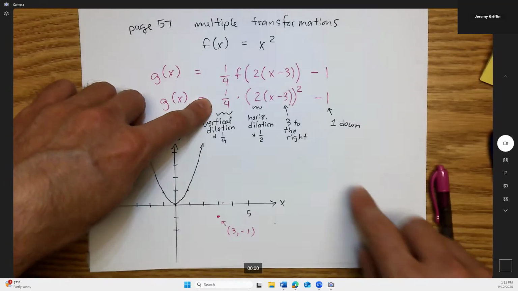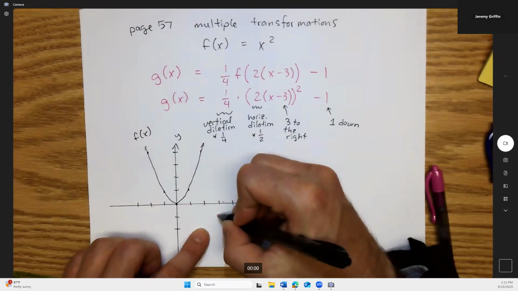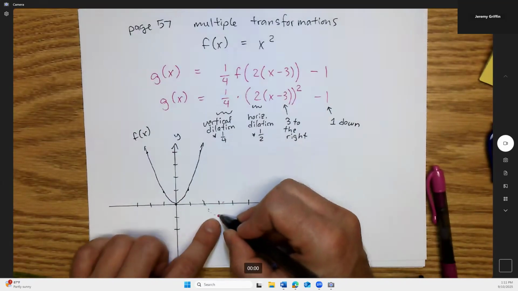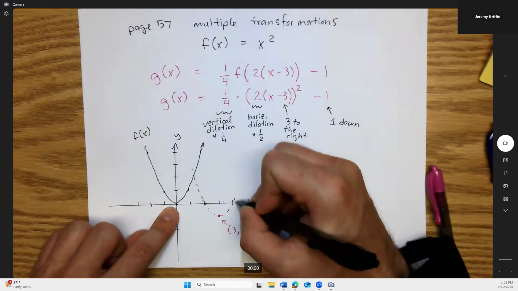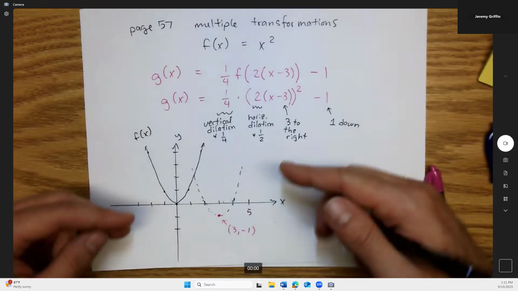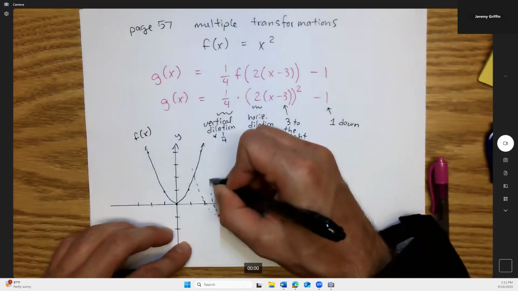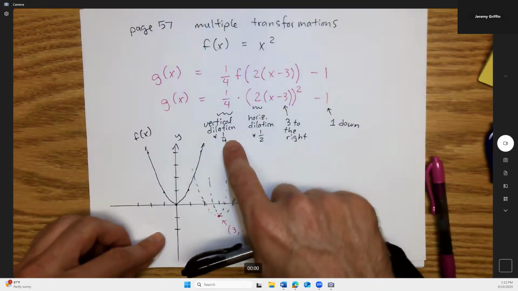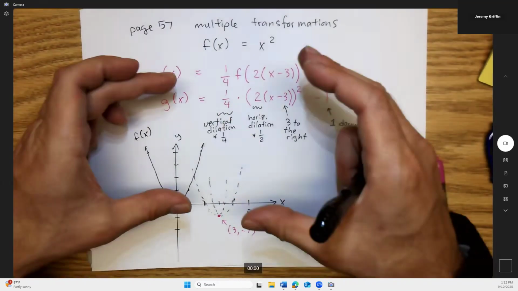Now, if I think about just this parent function being shifted here, I'll sort of dash this off. If I just shifted it but don't dilate it, I can go over one, up one, and it looks like this. It kind of takes this shape. Now I need a horizontal dilation of a half. The bigger number this is, the more it gets squeezed horizontally. So wouldn't that make it look like this? It comes in like twice as much as this one. But there's also a vertical dilation that's a quarter. The tinier fraction this is, it's going to smash it down.